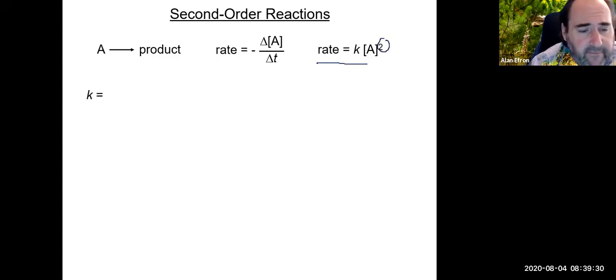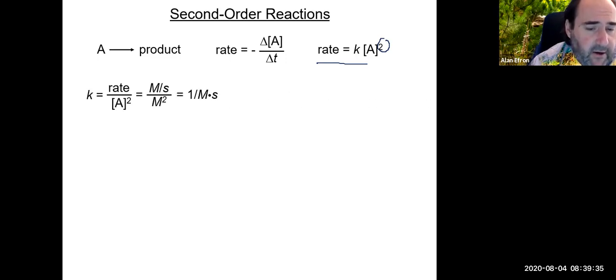And just like in first order, if we look at the actual units associated with a second order reaction, we see a different set of units. In a second order reaction, we see 1 over molar seconds. And much like first order, the time part doesn't necessarily have to be seconds. It could be 1 over molar minutes, but it's basically 1 over molar, some unit of time.